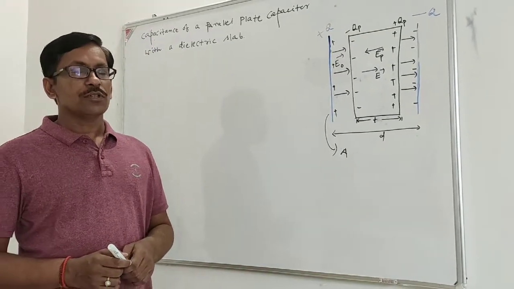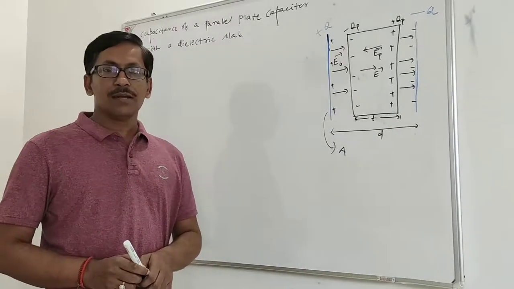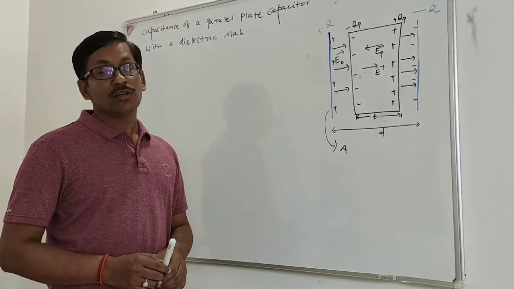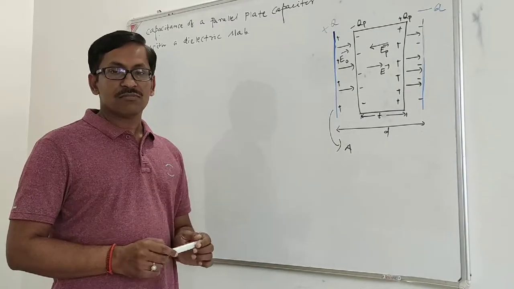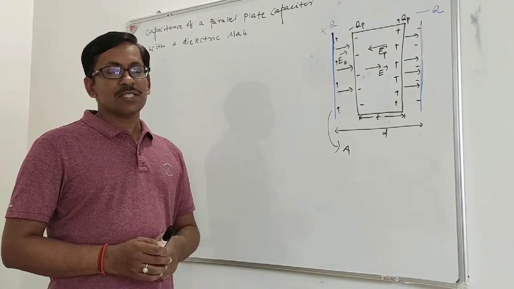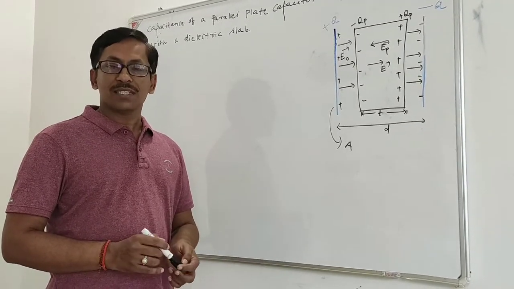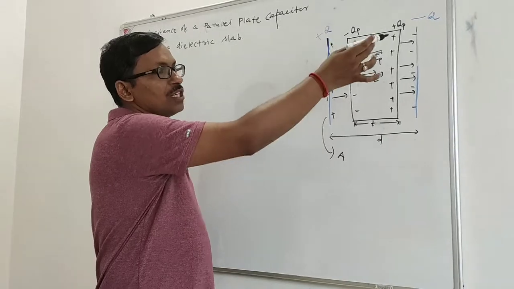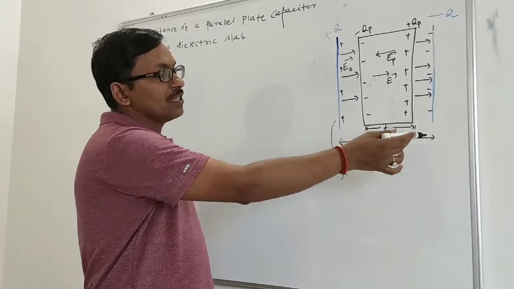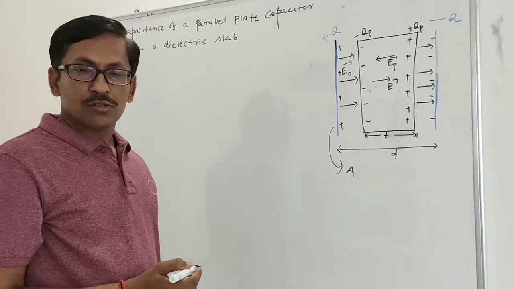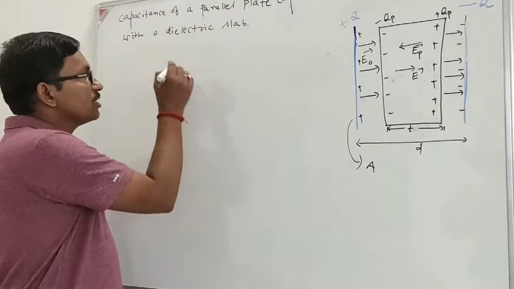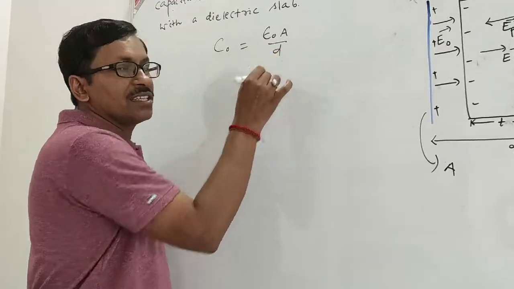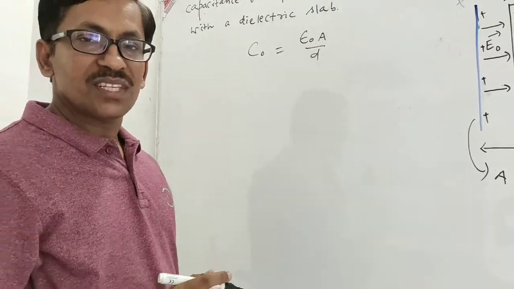Now we will find the capacitance of a parallel plate capacitor when a dielectric slab is introduced in between the plates of a parallel plate capacitor. You have already derived the expression for the capacitance of a parallel plate capacitor. Now we will consider a parallel plate capacitor having charge Q on each plate. A is the area of each plate. D is the distance between the two plates. So the capacitance of the parallel plate capacitor is, suppose, C0, that is equal to epsilon naught A divided by D. That already we have derived.